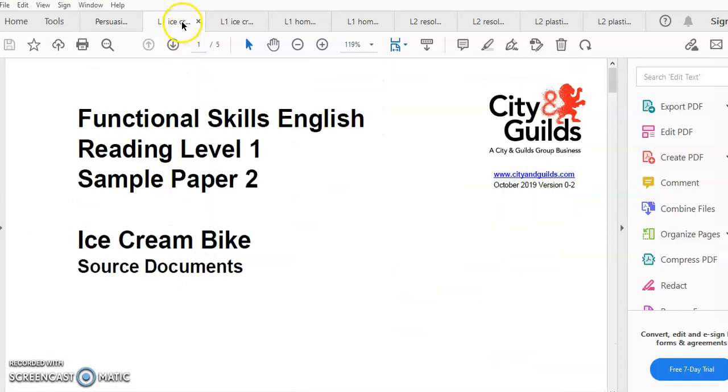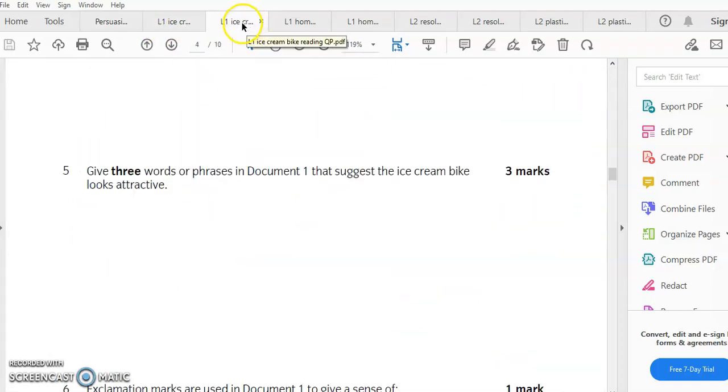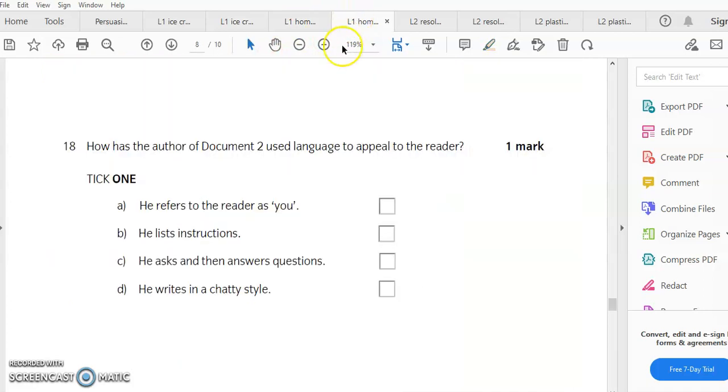So let's have a very quick look here at how they might test your understanding of how language is used in Level 1. So an example question here could be something like this. Give 3 words or phrases in document 1 that suggest an ice cream bite looks attractive. Or they might present you with a multiple choice style one, like this one, where it's saying something like, how has the author of this document used language to appeal to the reader?